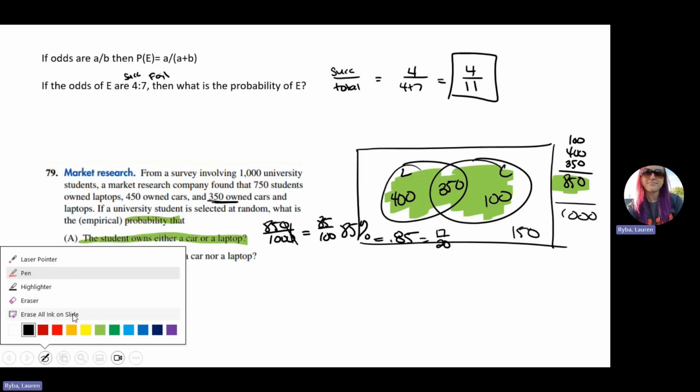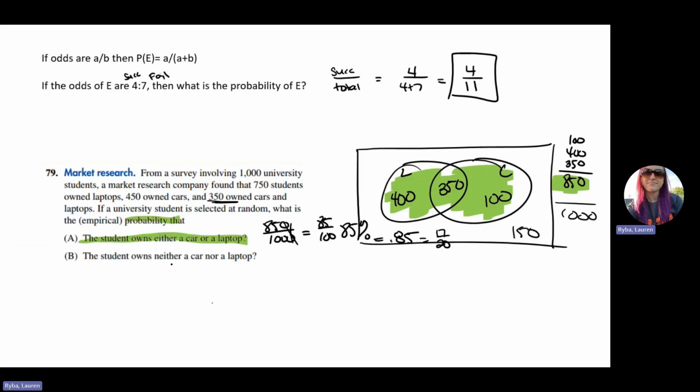Part B says they own neither a car nor a laptop. So they can't own a laptop, they can't own a car. That's what's outside here. 150 out of 1,000 leaves 15 out of 100, or 15%, or 0.15. Or if I counted for 17 out of 20, that leaves 3 out of 20 not contained in circles.